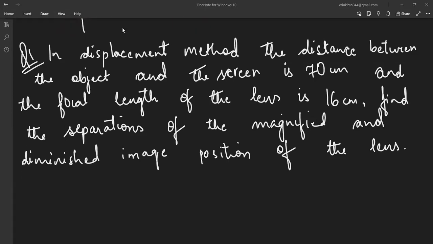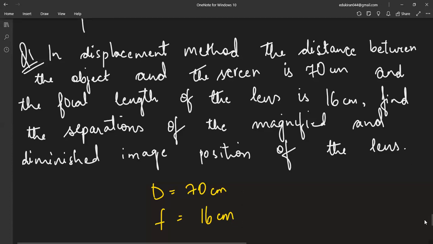Yes, in this question in the displacement method, the distance between the object and the screen is 70 centimeters, so capital D is 70 centimeters. And the focal length of the lens is 16 centimeters. Both are in centimeters, so no need to convert. Find the separation between the magnified and diminished image positions of the lens.